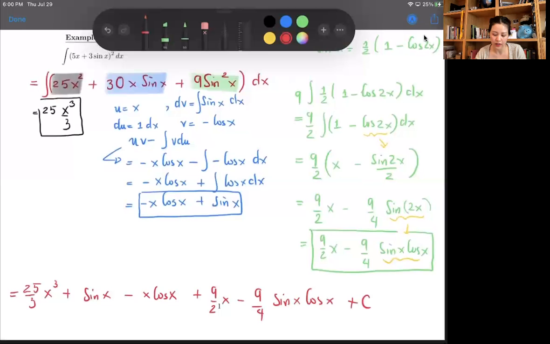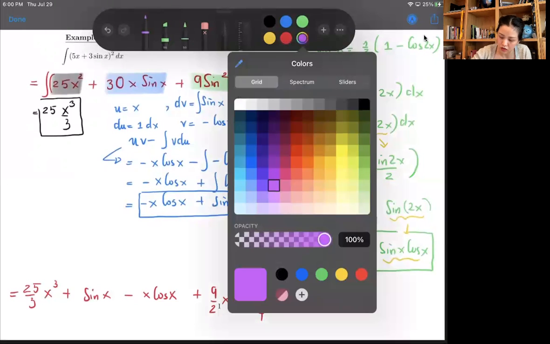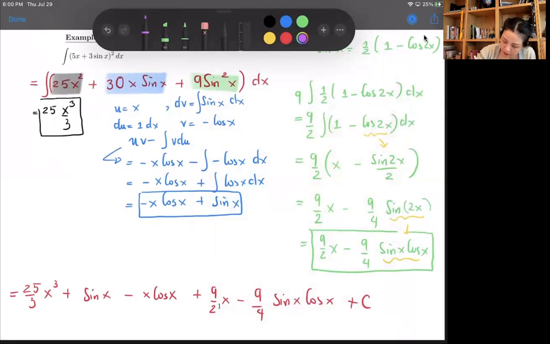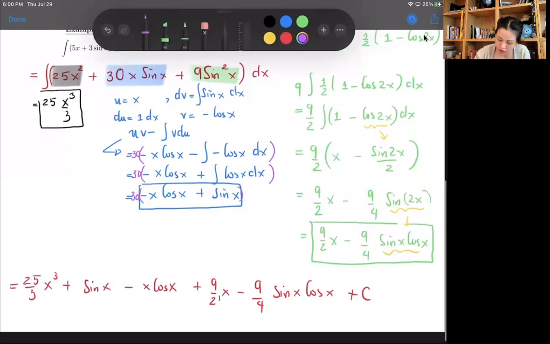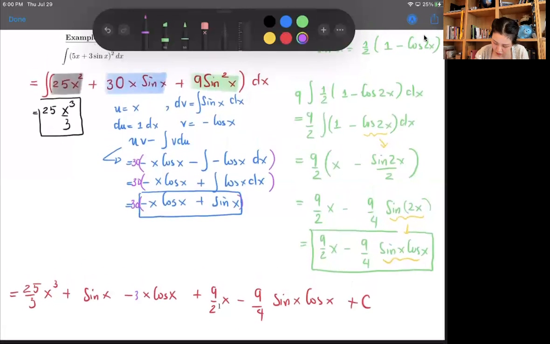Okay. Oh, I think I forgot something. I forgot the 30 in the blue part here. Maybe I'll do it in purple. You can see what I forgot. I forgot to bring along the 30. So it'll be 30 here, 30 here, for all of them. Okay, so this one should be a negative 30x cosine x plus 30 sin x. Okay, yeah. All right, looks good. So that will be our final answer.